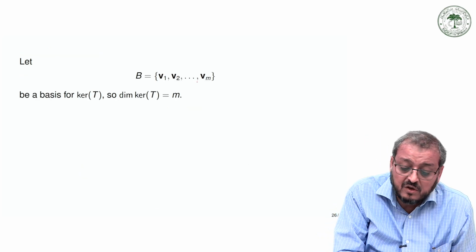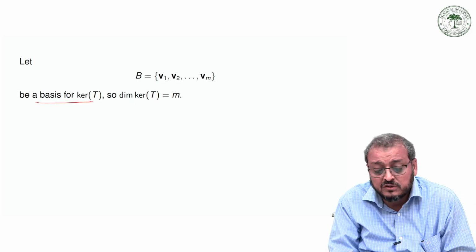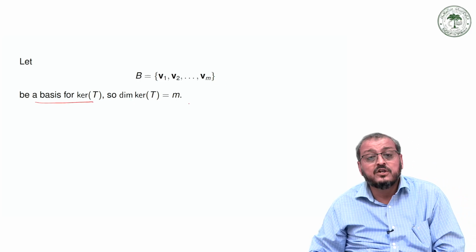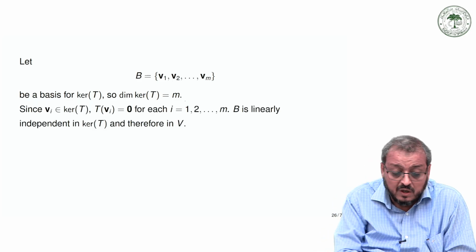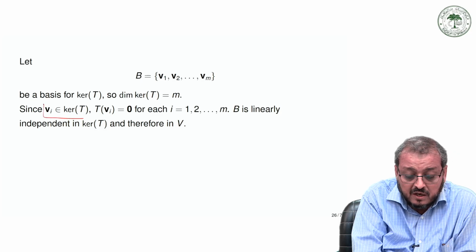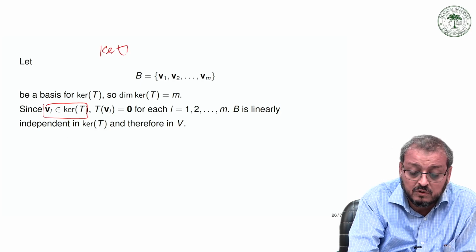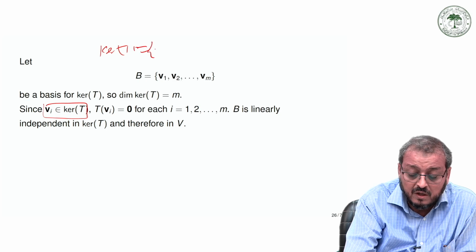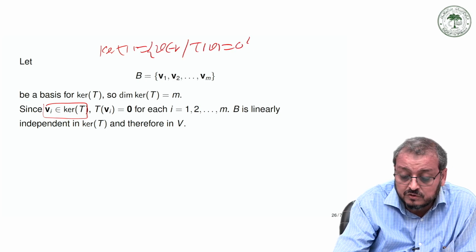So, we just take a basis v1, v2, ..., vm to be a basis of the kernel of T. So, the dimension of the kernel of T is equal to m, because any vector vi belongs to the kernel of T by the definition of kernel. The kernel of T is the set of V such that T of V is equal to the zero vector.